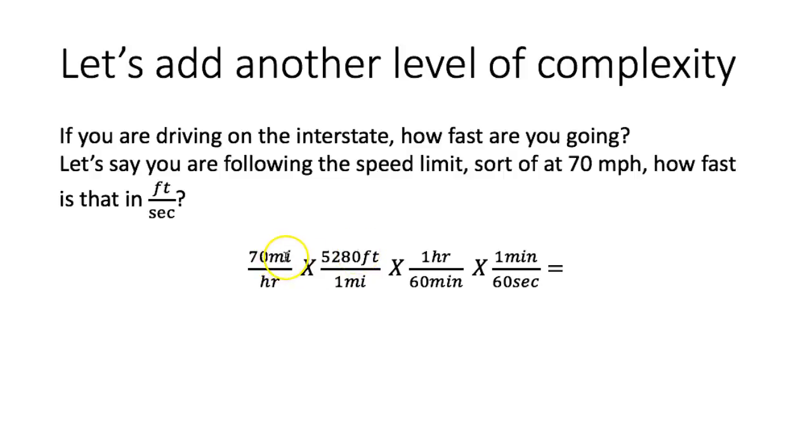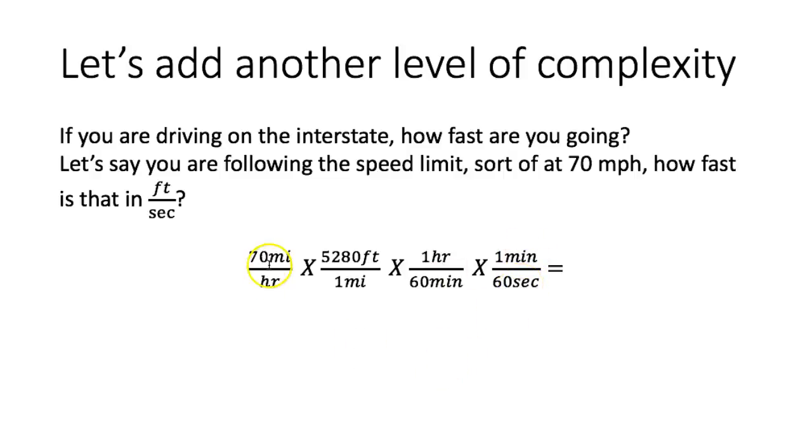So mile will cancel. And now I have the unit feet on top, which is good because that's the unit I'm looking for on the top of my fraction. Now I'm going to address the bottom of my fraction. I want seconds, but I'm given hours. So if I want hours to cancel, now it has to go on the top of my next fraction. And I know that in 1 hour, there are 60 minutes. And I also know that 1 minute is made up of 60 seconds.